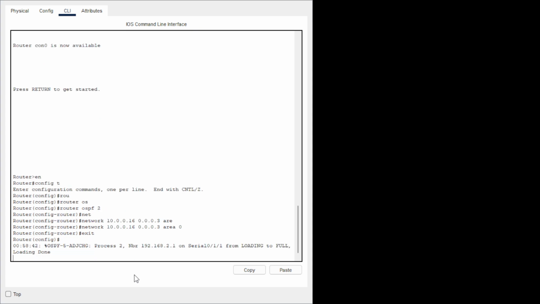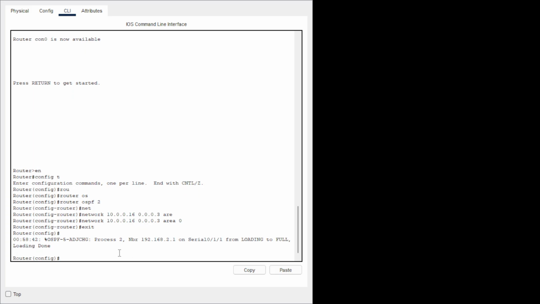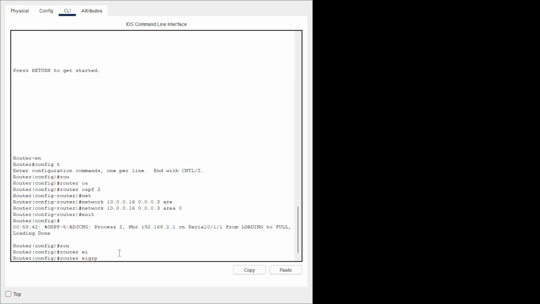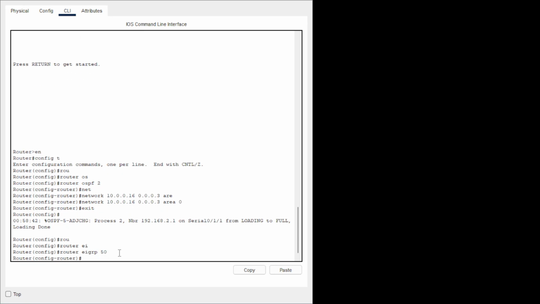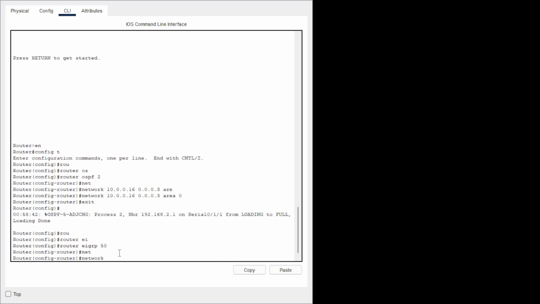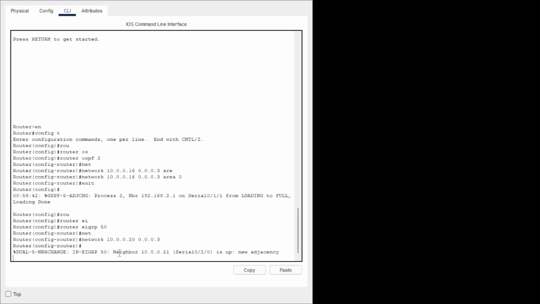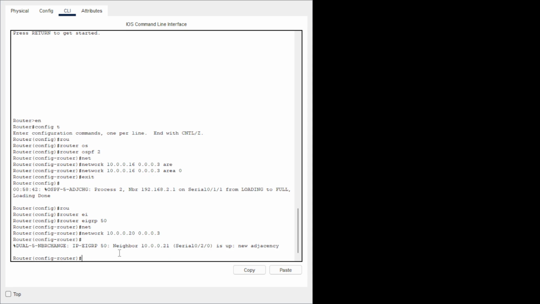And after this the neighborship has been created, and router EIGRP with ASN number 50 with its network as 10.0.0.20 with wildcard 0.0.0.3 and neighborship created, and no auto-summary.